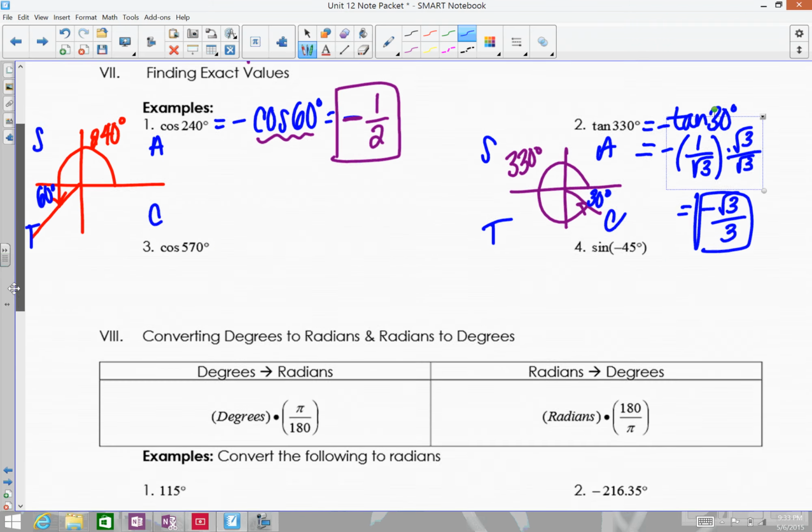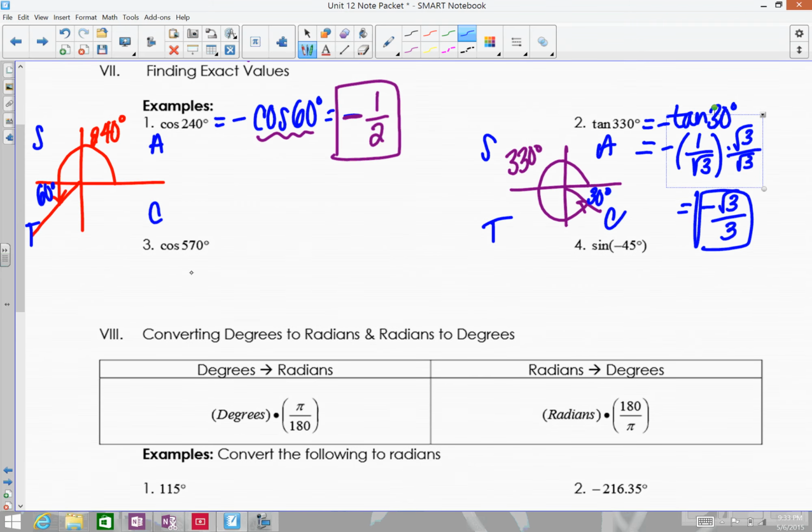Okay, so looking at cosine of 570. First thing I want to do, since this is bigger than 360, I'm going to go ahead and find the coterminal angle, meaning subtract off 360 from that. So this ends up being cosine of 210. Instead of going around the circle and then figuring out how many degrees you have to go, just subtract off 360 as many times as you can until you get a number smaller than 360. Use the coterminal angles here, so you don't have to just draw around and around.